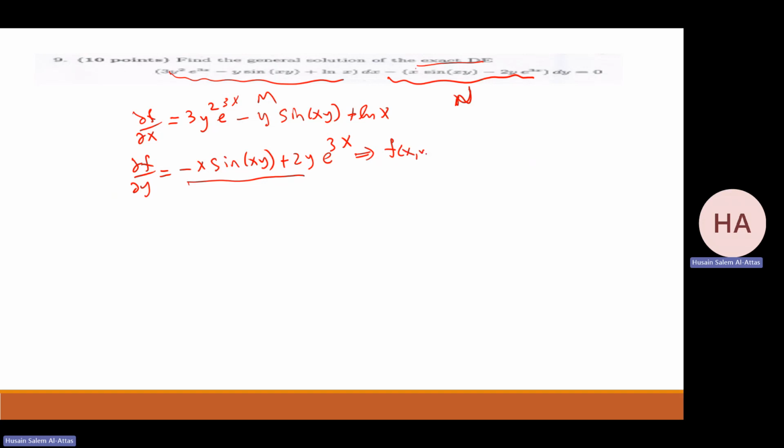So it will be f of x and y. I'm doing the integration with respect to y. So that will be cosine xy.